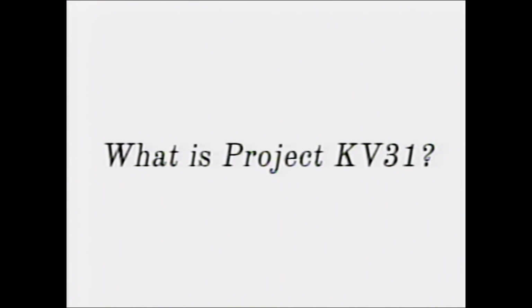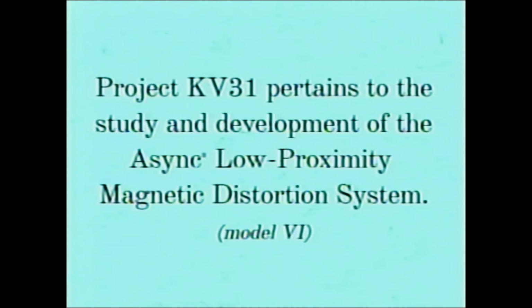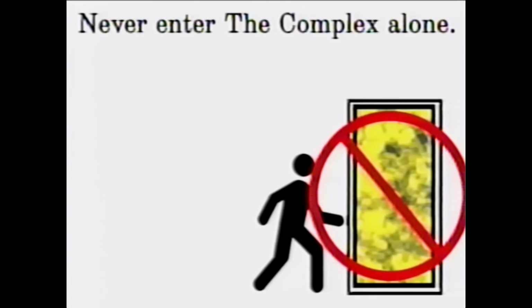What is Project KV-31? Project KV-31 is the name of the portal used to go inside and outside of the Backrooms. It is explained that you cannot enter the Backrooms by yourself and you must enter with 3 or more people. This is said right before the recording glitches and transitions into the POV of someone in a hazmat suit.